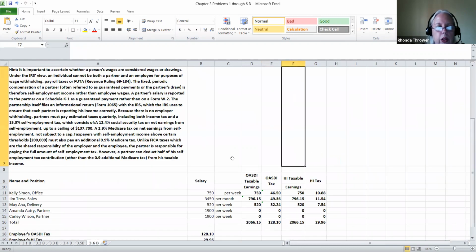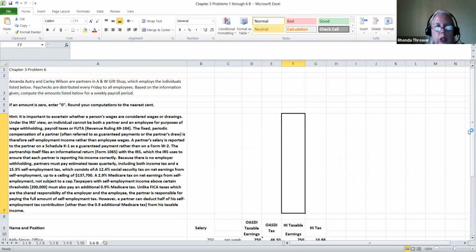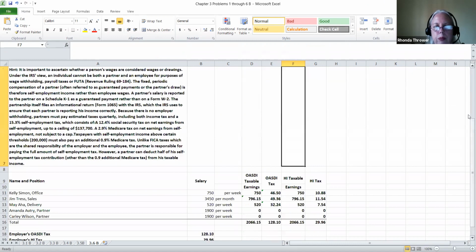I'm going to move on to the last problem. In the last problem, Amanda Autry and Carly Wilson are partners in A&W's gift shop, which employs individuals listed below. Paychecks are distributed each Friday to all employees based on the information given. Compute the amounts listed below for the weekly payroll period.